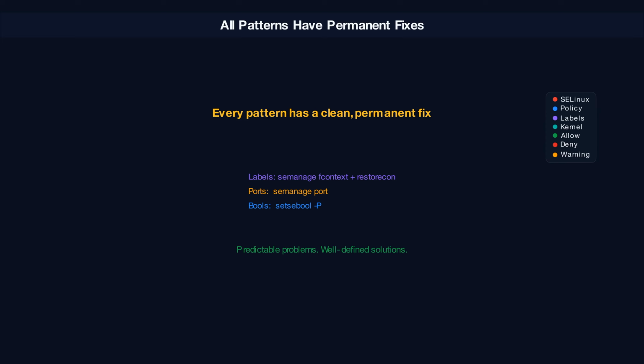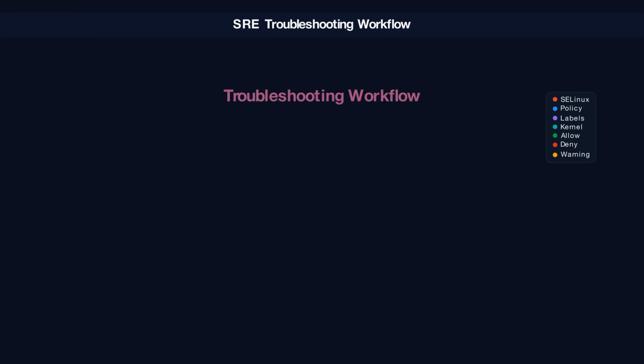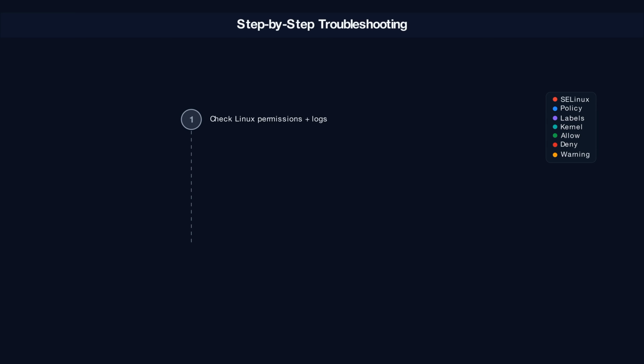When a service fails and you suspect SELinux, follow this systematic workflow every single time. Step 1. Check the basics first. Verify normal Linux permissions, check service logs, and confirm the service starts correctly. Step 2. Check SELinux mode. Run getenforce. If it says disabled, SELinux is not your problem. If it says enforcing, continue.